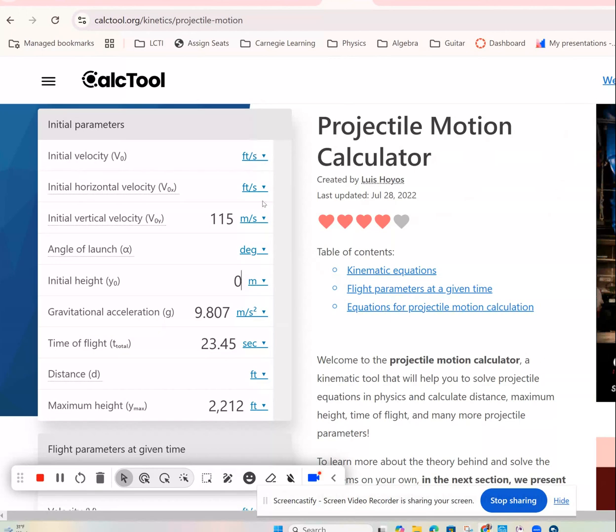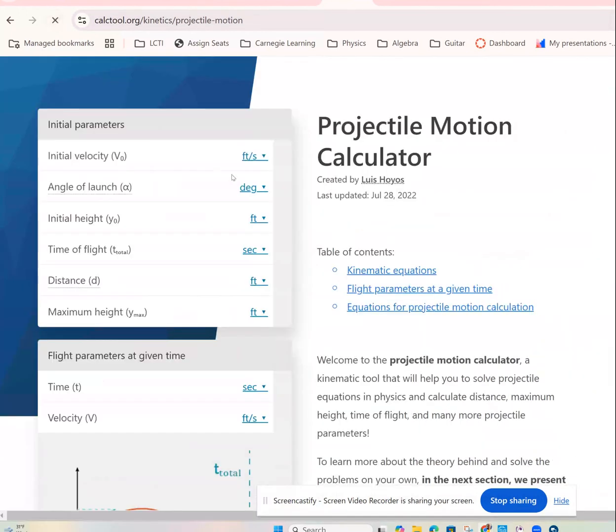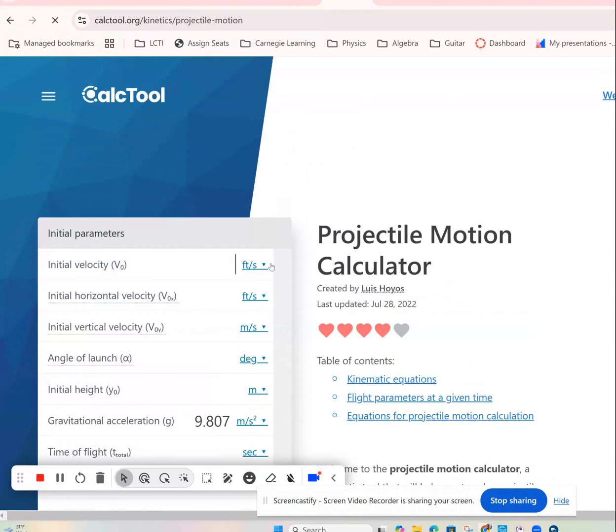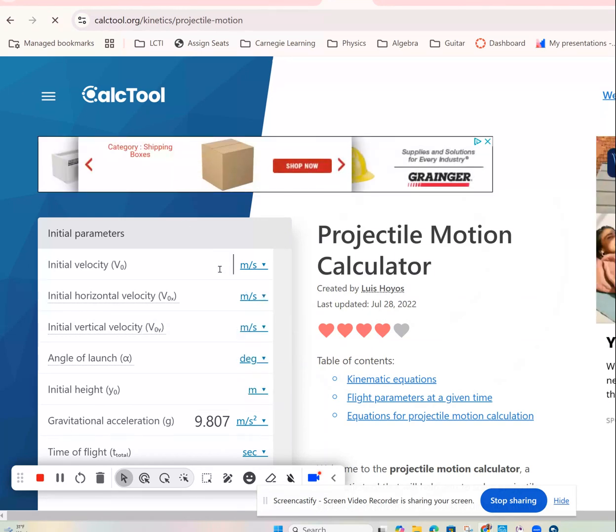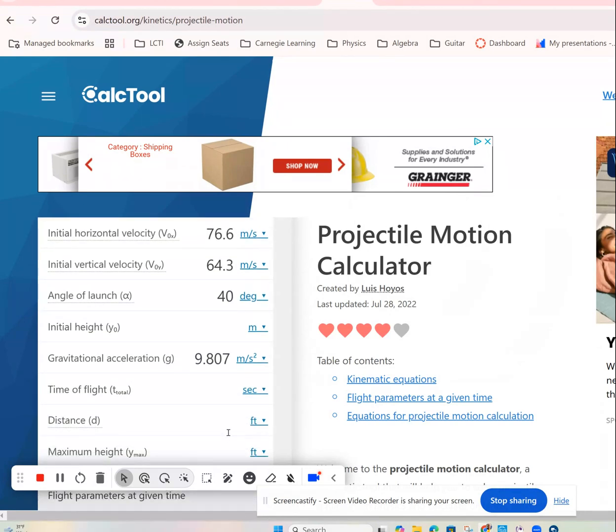But again, with this, even if you just wanted to figure out, okay, I know what my initial velocity is, I know my angle, and I just want the components. Well, let's say the initial velocity is 100 meters per second, and your angle of launch is 40 degrees. Well, look, it's already given you your initial horizontal and your initial vertical. And then all it needs now is a distance or a time of flight.